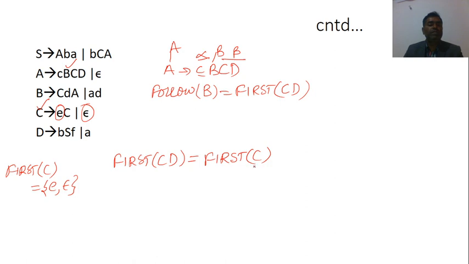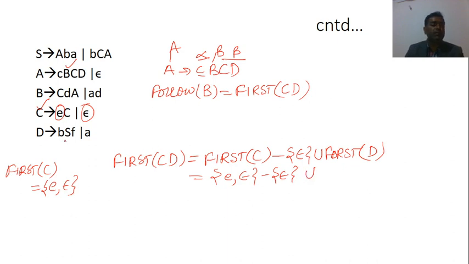So first of C contains empty. That means we have to write here: set difference empty, union first of D, and that is equal to what? E comma empty, minus empty (minus means set difference), union first of D. What is our first of D?